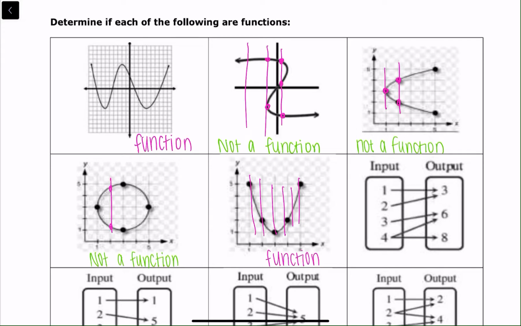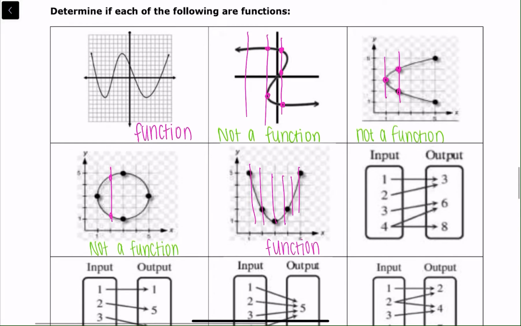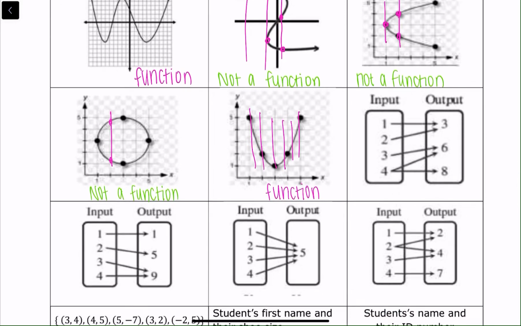Now we need to determine if these are functions using an input and output table. So remember earlier I said it is a function if each input only has one output. So with these tables, each input should only have one line drawn from it. So far on this first one, we're good because 1 only has one output. 2 only has one output. 3 only has one output, but 4 goes to two numbers. And 4 has two numbers or two outputs, meaning that this is not a function.